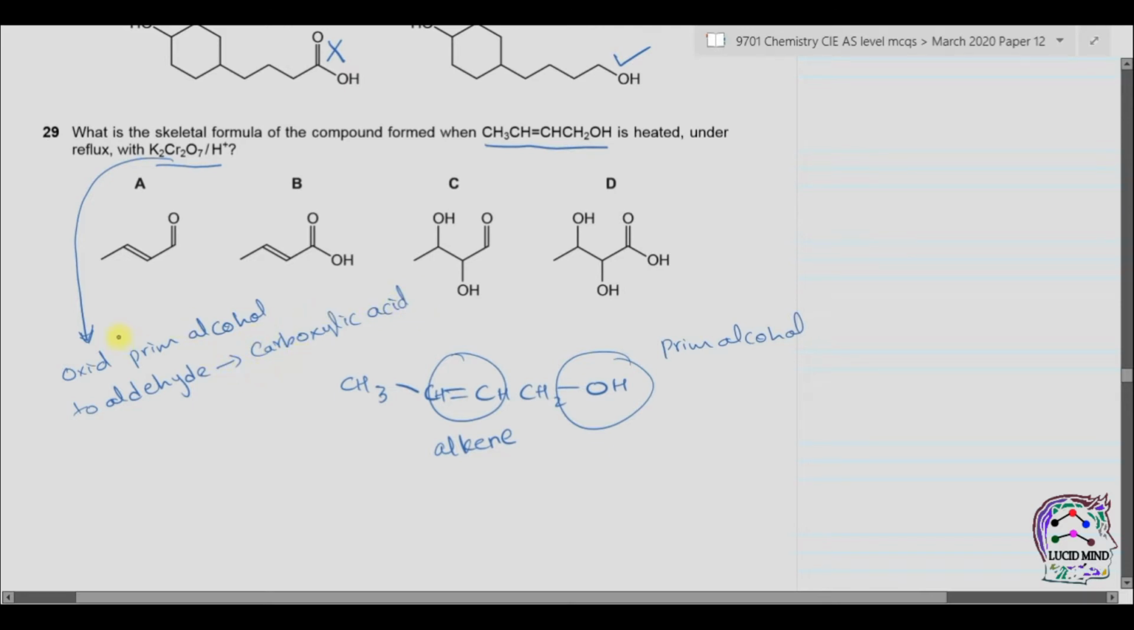While alkene is not affected by potassium dichromate, so only this portion must be converted into carboxylic acid. Let's see which part is correct. So in part A, they have converted into aldehyde, which is wrong because it won't stop at aldehyde, it will convert into carboxylic acid. Part B, they have converted into carboxylic acid and alkene is unaffected, so it means it is the correct option.